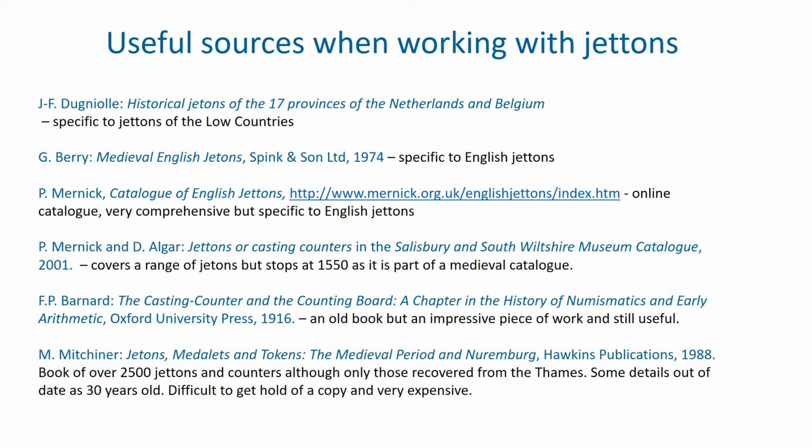Michener's work is an extremely useful book containing over 2,500 Jettons encounters. It's not fully comprehensive, as it details only what has been recovered from the Thames foreshore. And it's also 30 years old, so a small proportion of details are out of date. However, it is the work that has informed much of the dating of Jettons and the structure of the drop-downs that we use on the database to record them. The main issue is that it's hard to get hold of a copy and it's rather expensive, so the best thing to do is ask your finds liaison officer.